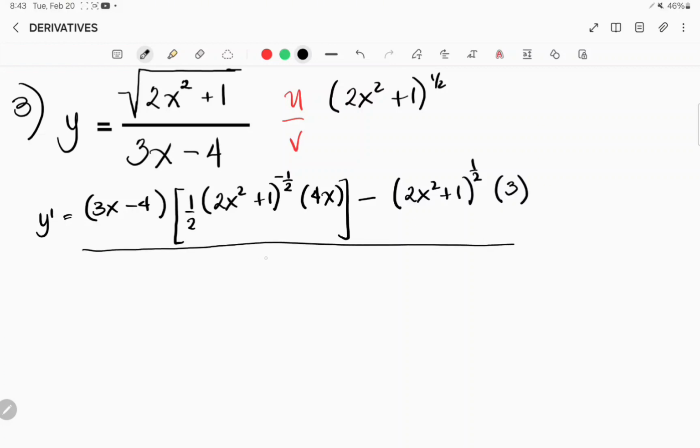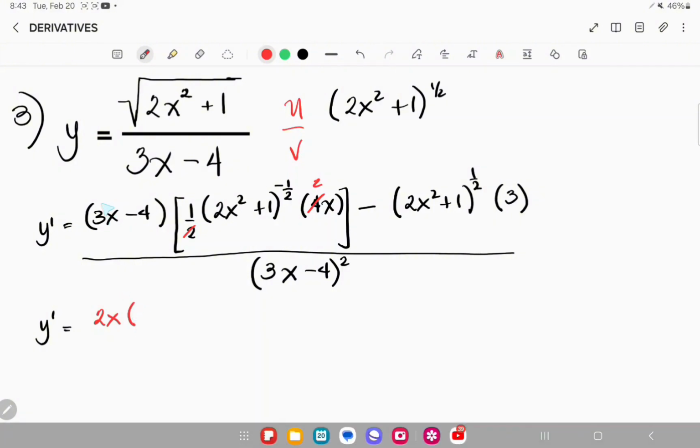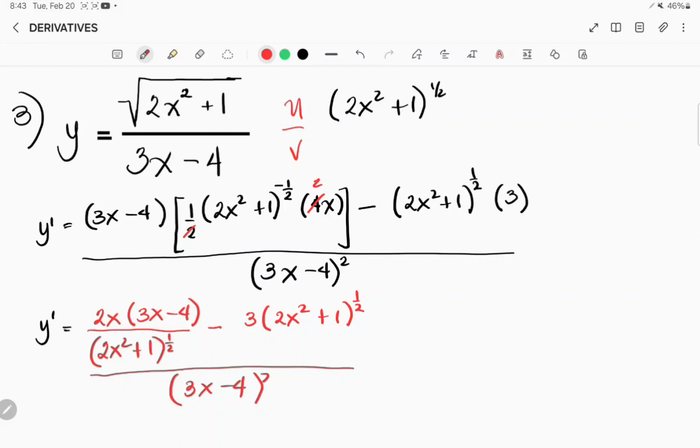over 3x minus 4 squared. So as we simplify the numerator, it will become, that's 4 divided by 2 is 2, so this is going to be 2 times x, and times 1 is 2x, so this is 2x times 3x minus 4 over, since we have a negative exponent in the denominator, it will become positive 1 half, minus 3 times 2x squared plus 1 raised to 1 half all over 3x minus 4 squared.